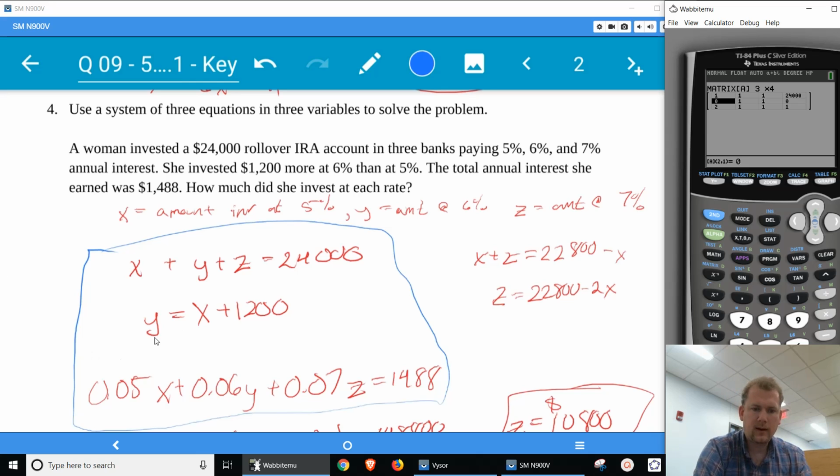Now, if you have to subtract this off, so it would be negative 1x. Then the y have a 1, and the z, there are no z's in that line. So it would be like that. Then this one is a 0.05. Let's just multiply everything by 100. So then it would be 5, 6, 7, and then 148,800. Okay, so now that matrix is stored in A.